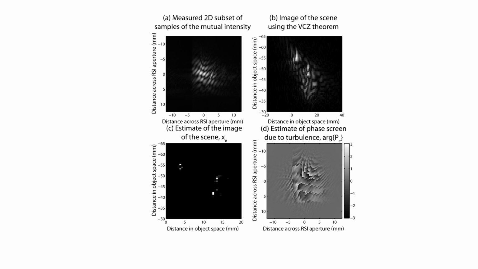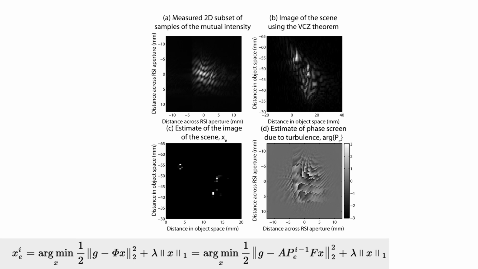But if one inverts instead with constrained optimization, where one tries to jointly estimate the distorting wavefront and the image with a sparsity constraint, in this case the lasso-based optimization strategy as shown here, one can recover both the wavefront distortion, which is shown at the lower right, and the image of the scene, which in this case is a very sparse scene, so this decompressive inference works well.